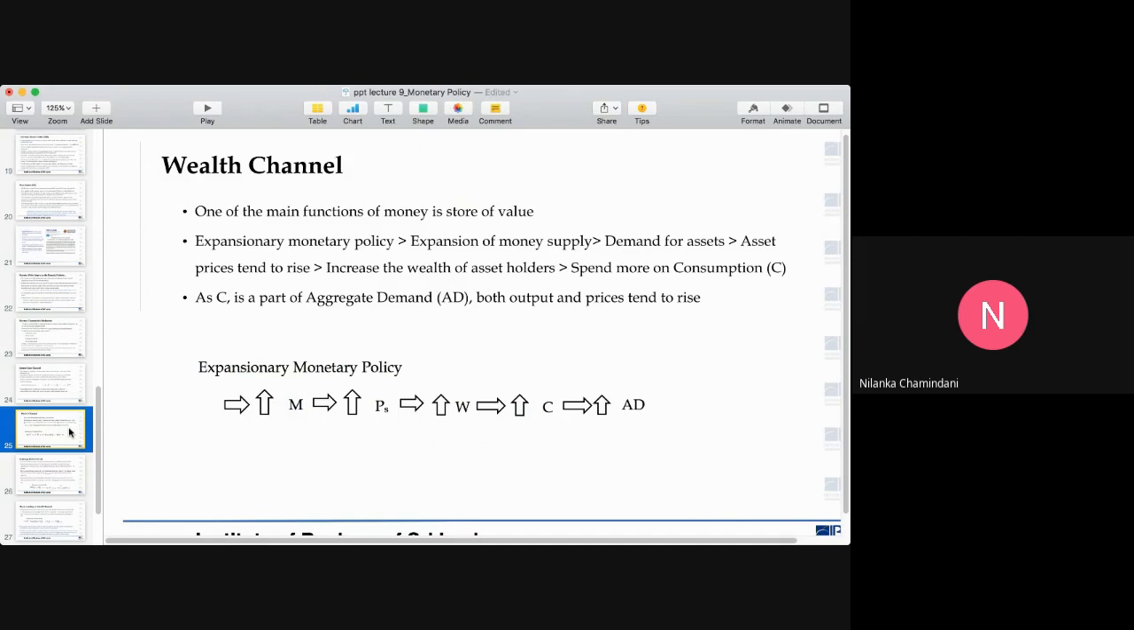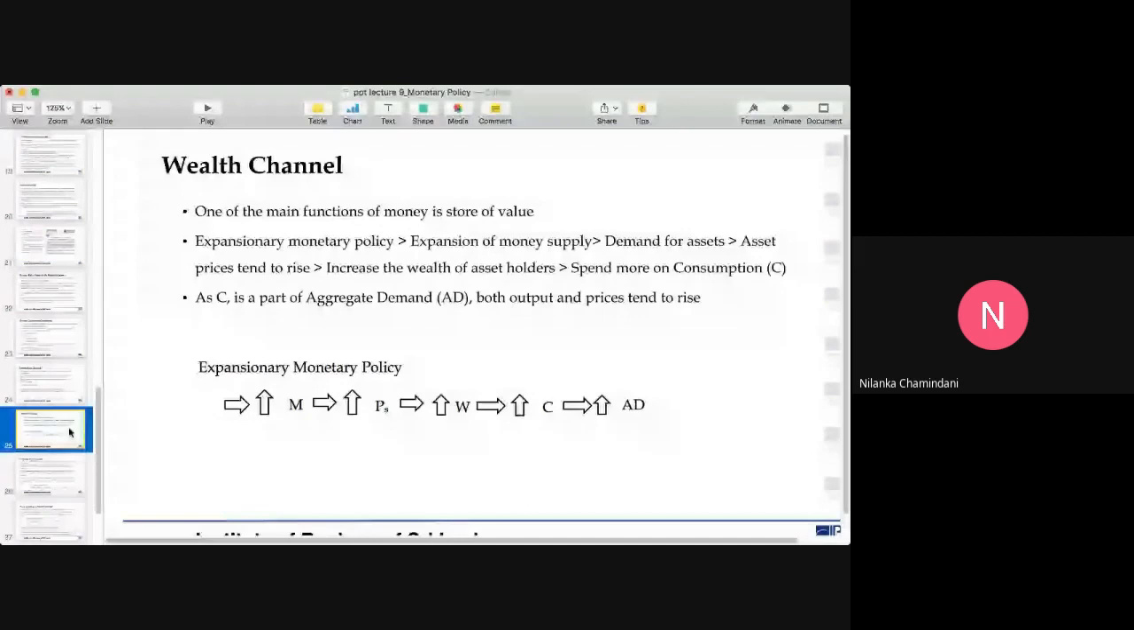Not only gold, there can be other real assets also. When asset prices are increasing in the market, let's say you have two or three lands that you have invested in. Now when land prices are increasing, what is the feeling that you have? You feel that you are rich. So there is a tendency for you to spend more money because the wealth of asset holders is increasing. That's why people think they are richer now.